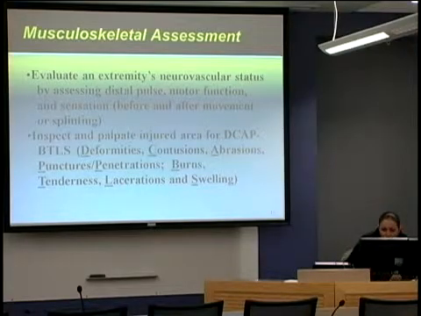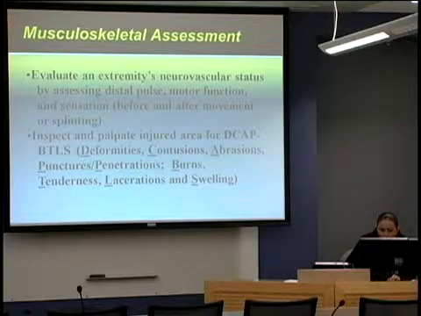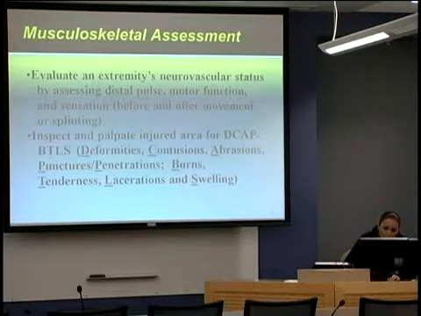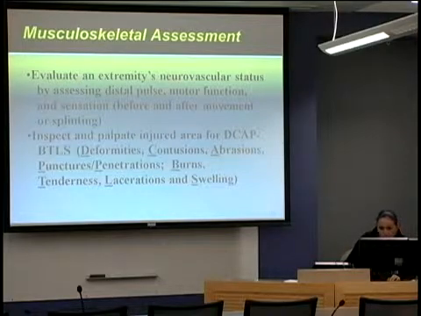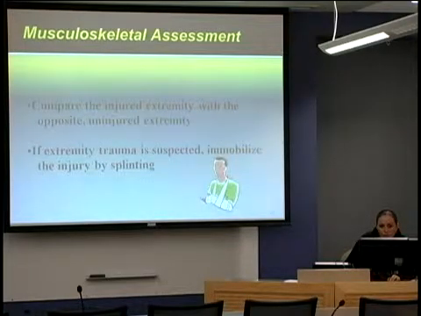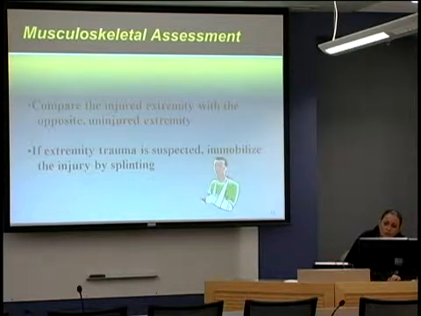Also, you would want to inspect and palpate the injured area for deformities, contusions, abrasions, punctures or penetrations, burns, tenderness, laceration, and swelling. When you're examining extremities, it's very important to compare the injured extremity with the opposite, uninjured extremity. If extremity trauma is suspected, immobilize the injury by splinting.